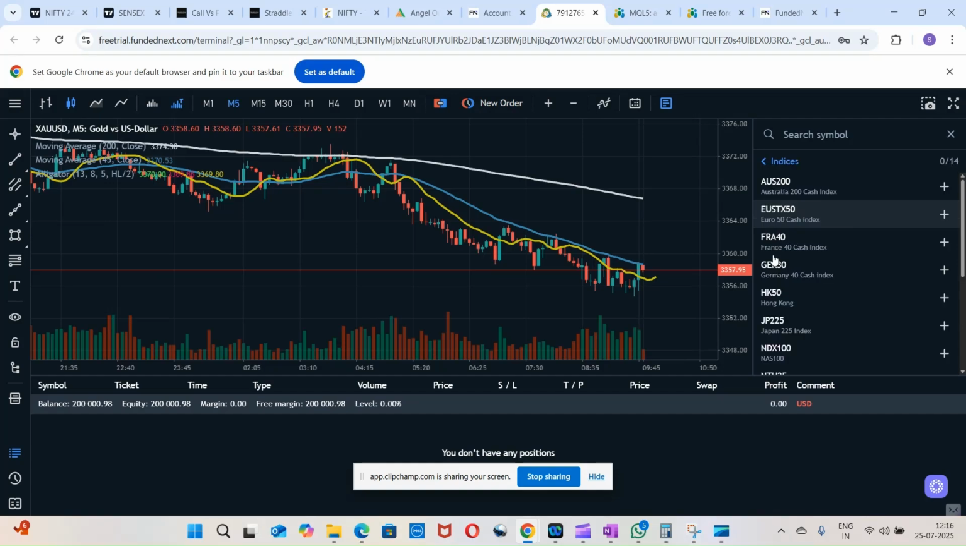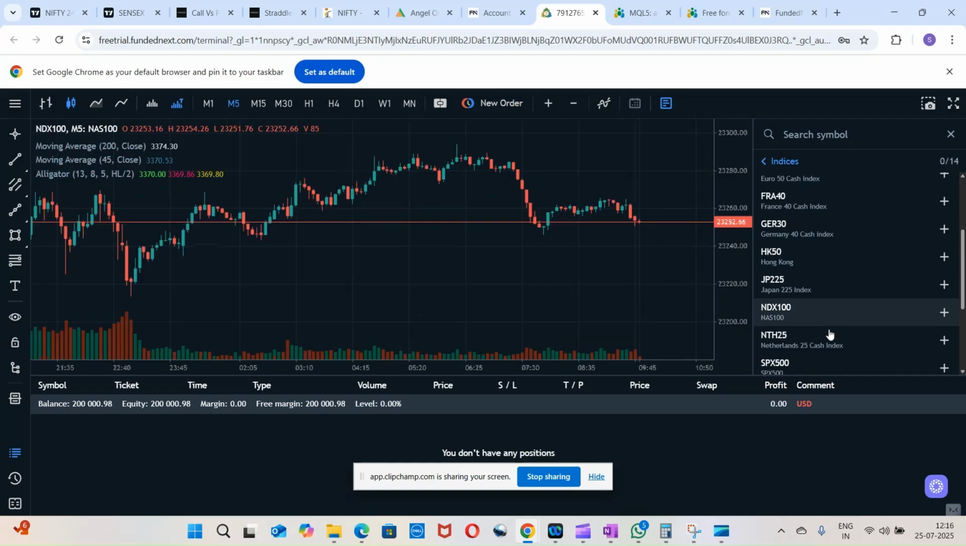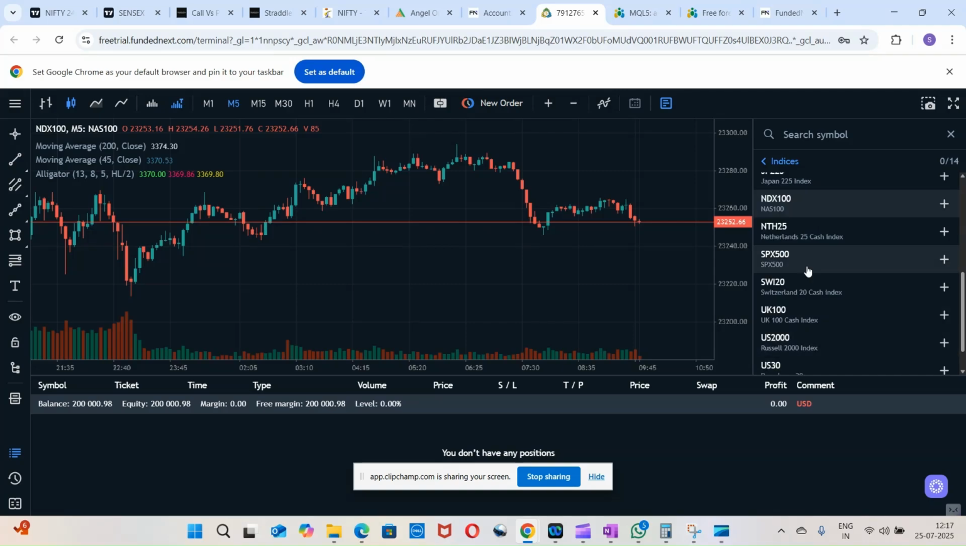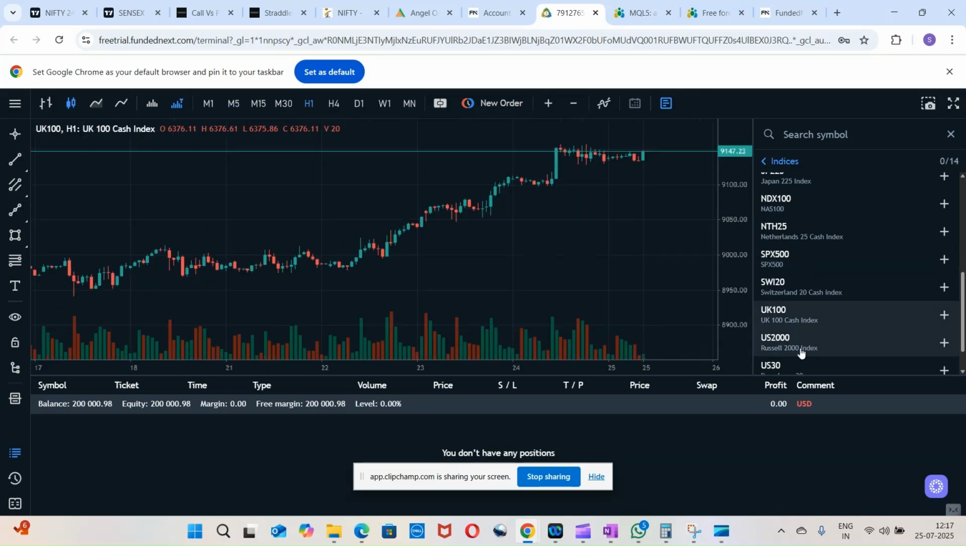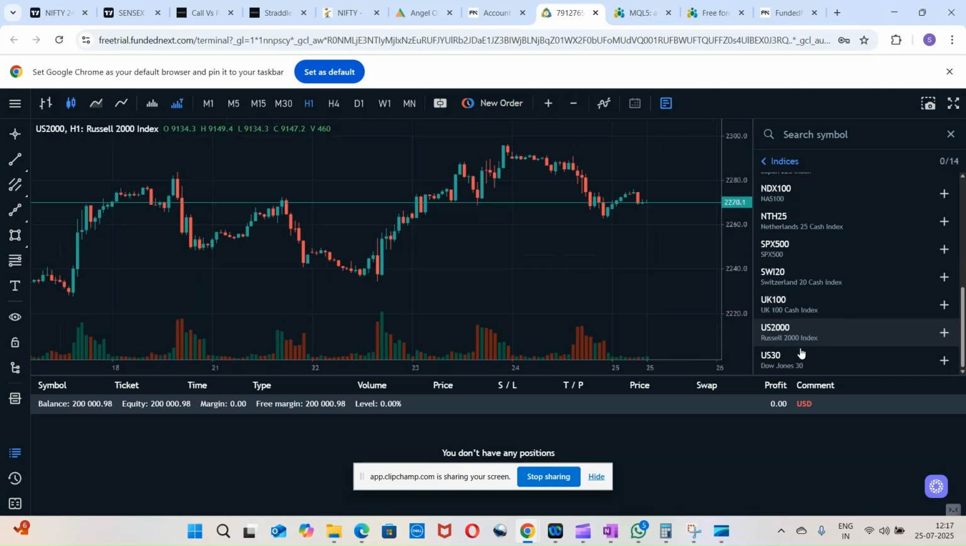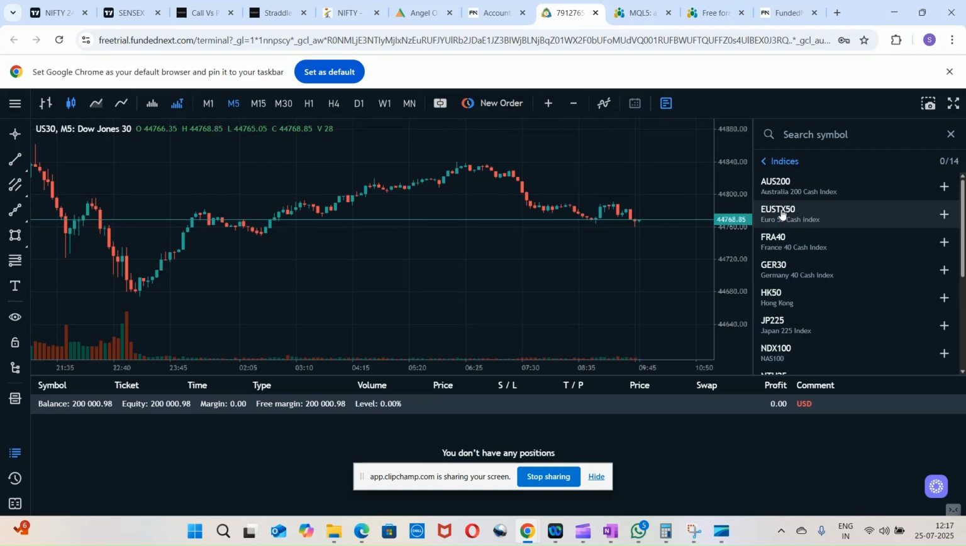So you see here these indices you have NDX 100. So this is Nasdaq 100. We can trade, and then we have SPX 500. We have that you could trade. Then we have UK 100, FTSE 100. We can trade US 2000 Russell Index, and Dow Jones 30 is also there. So these are the ones which we can trade. There are other countries also, but I don't trade them. But you could trade if you want Hong Kong, France, all that also.